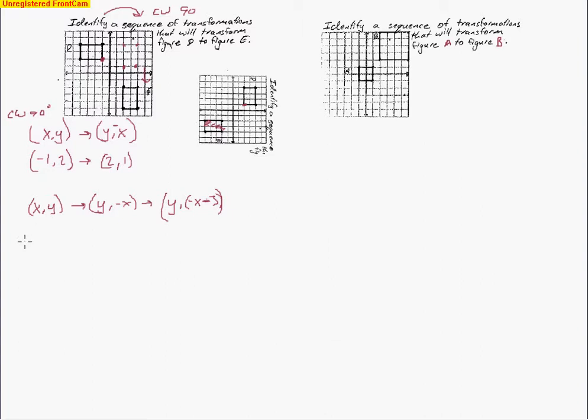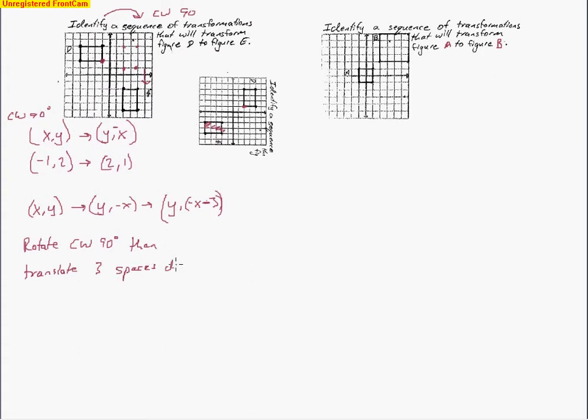Let's specify that in words. So it was a rotate clockwise 90 degrees, then translate 3 spaces down. So again, this is just one way of specifying what ends up happening to it. You could also say other things. I could have rotated it counterclockwise, and then I'd end up having to move it 3 spaces to the right rather than down.